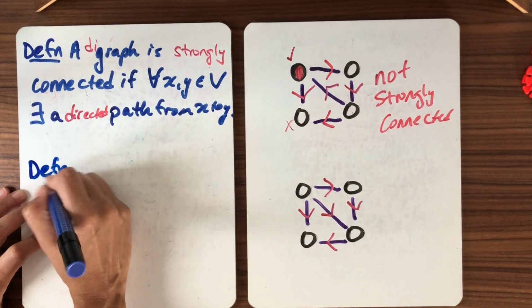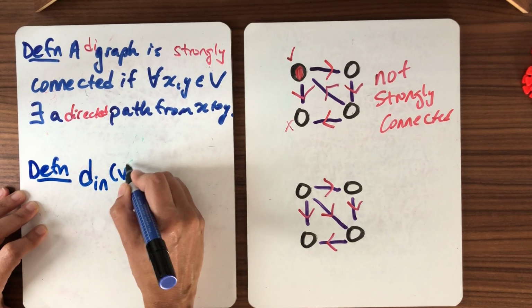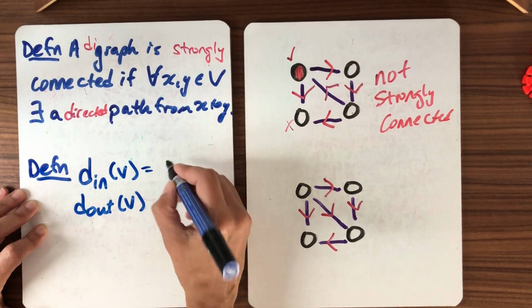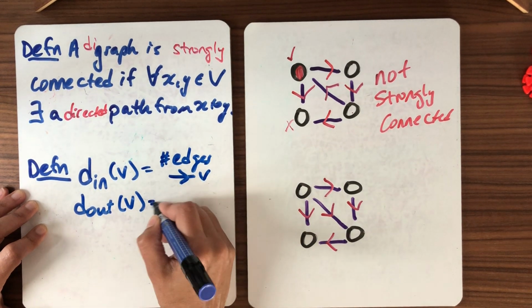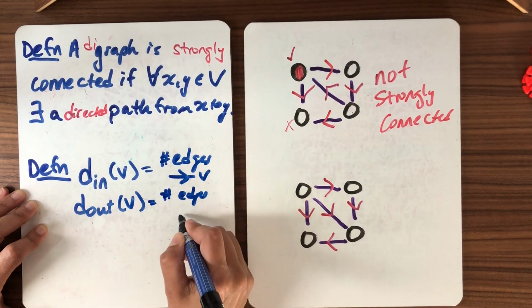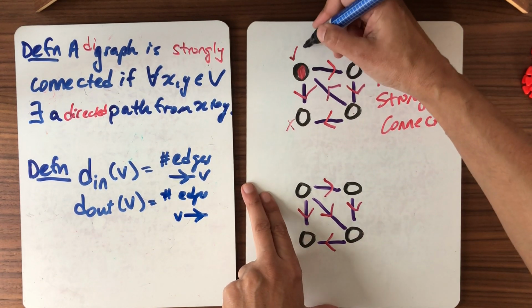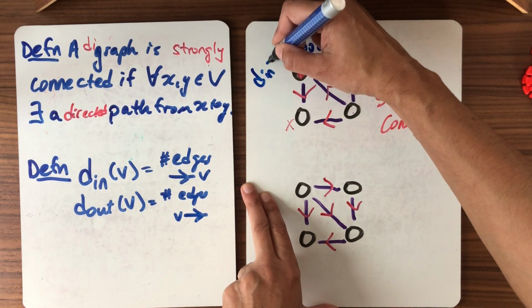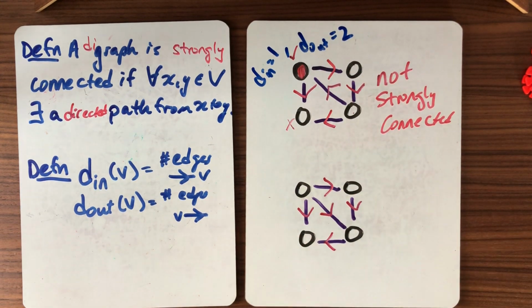So here's another definition. Remember we talked about the degree of a vertex. Well, now we can talk about the degree in and the degree out. So the degree in is the number of edges coming in to v, and the degree out is the number of edges that go out of v. So let's go ahead and mark up over here some of the degrees. Here, the d out is equal to 2, and the d in is equal to 1. And notice the total degree of this vertex is 3, which is, of course, the sum of these two.